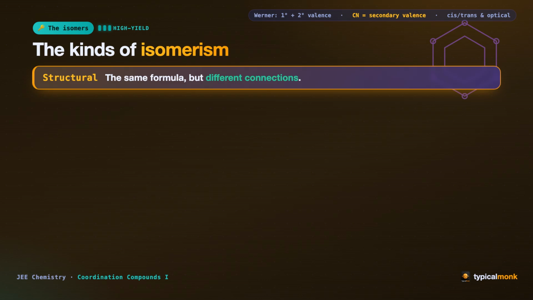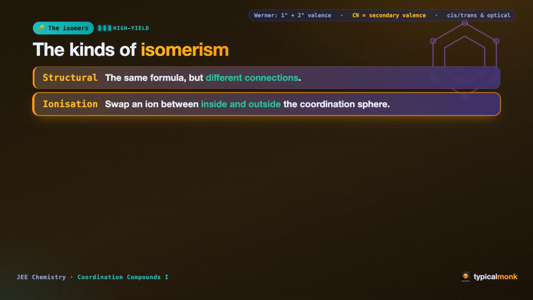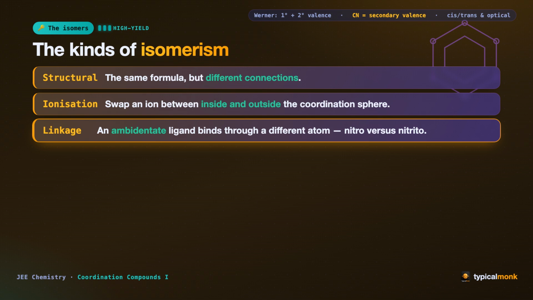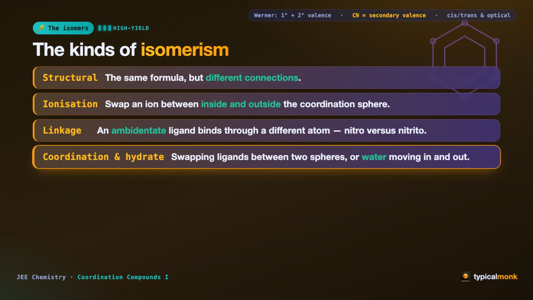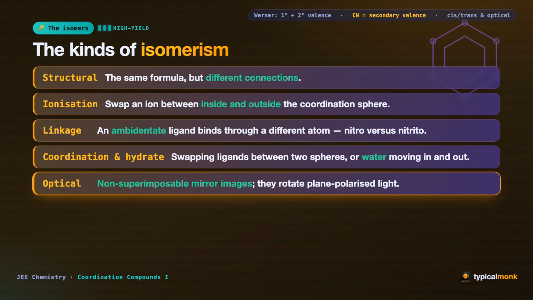Now, the full family of isomers. Structural isomerism. The same formula, but different connections. Ionization isomers. Swap an ion between inside and outside the coordination sphere. Linkage isomers. An ambidentate ligand binds through a different atom, nitro versus nitrito. Coordination and hydrate isomers. Swapping ligands between two spheres, or water moving in and out of the sphere. Optical isomerism. Non-superimposable mirror images, and they rotate plane polarized light.